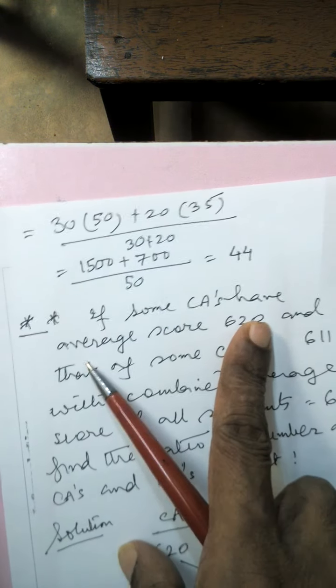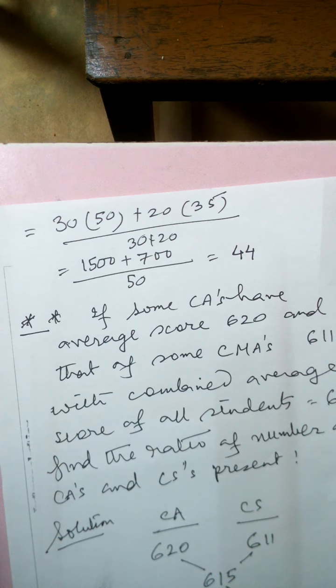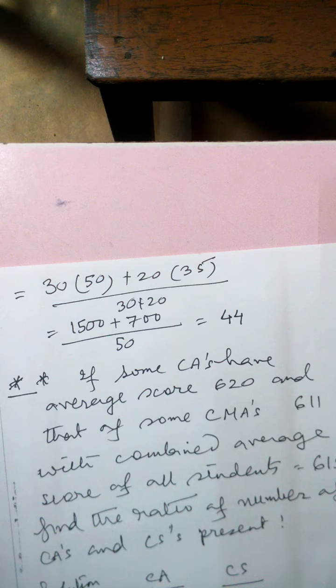Now you put the values. We know the values here. n1 is 30, x1 bar is 50, n2 is 20, x2 bar is 35. Putting there n1 plus n2, we get 44. So what is the answer? 44 is the combined average.